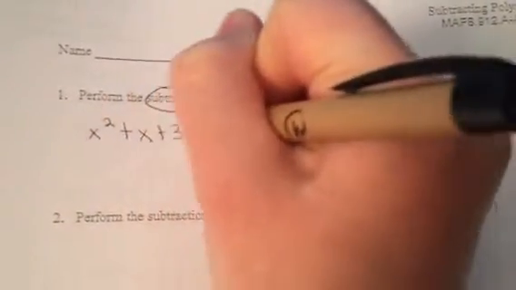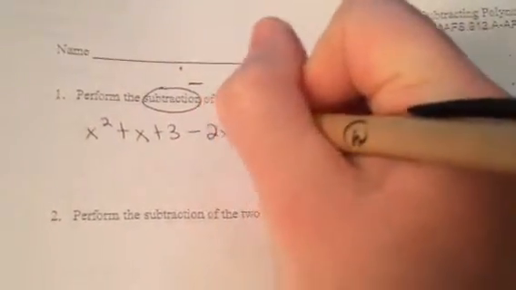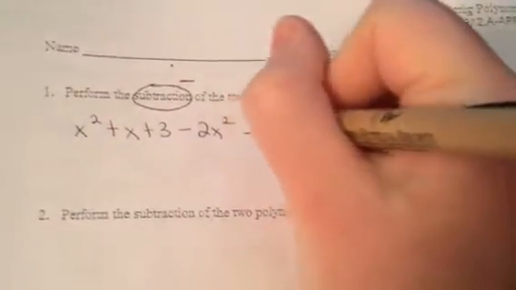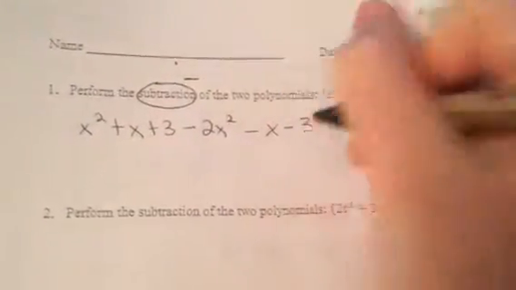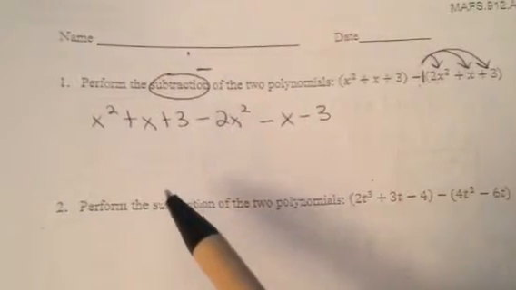plus 3. Here's where we need to remember to distribute. Negative 1 times 2x squared is minus 2x squared. Negative 1 times x is minus x. And negative 1 times 3 is minus 3. Here is where we need to remember to combine our like terms.